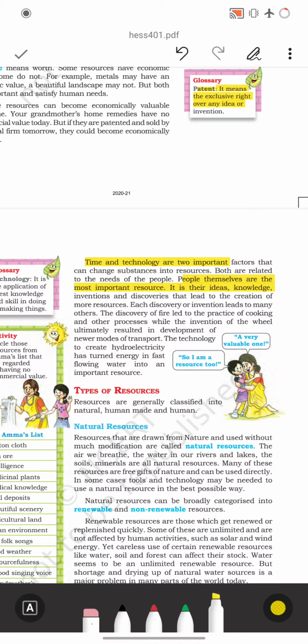Different types of transport we see nowadays: roadways, airways. These are all most important discoveries we found. And the technology to create hydroelectricity has turned energy in fast flowing water into an important resource. The electricity we get through the water, these are all important resources we get on this earth.